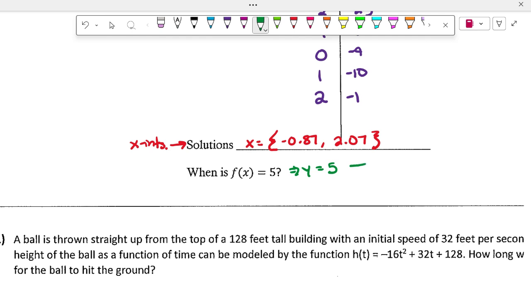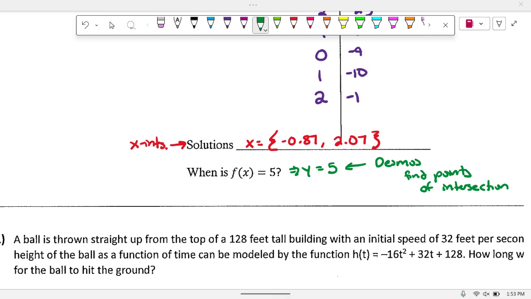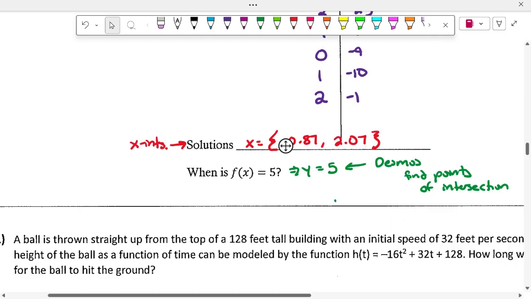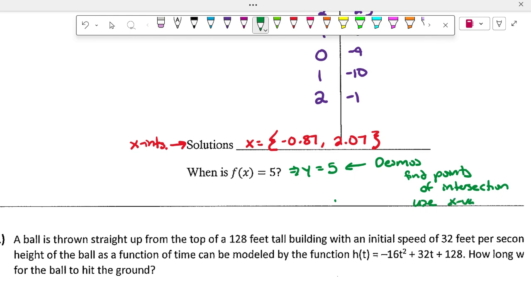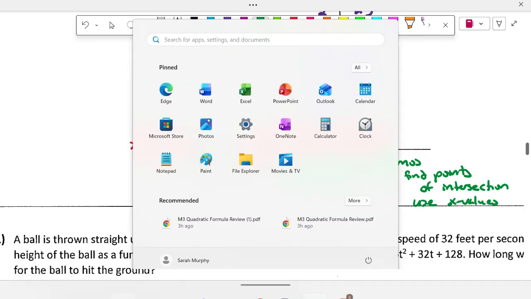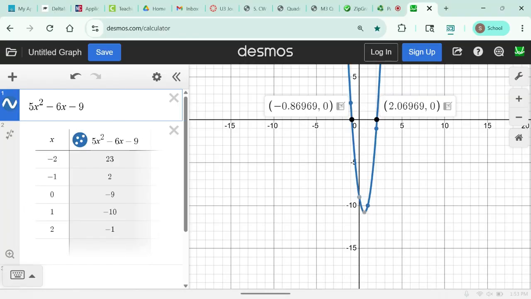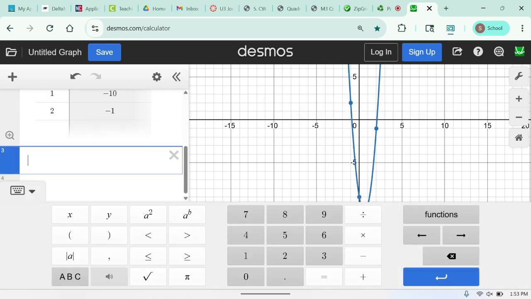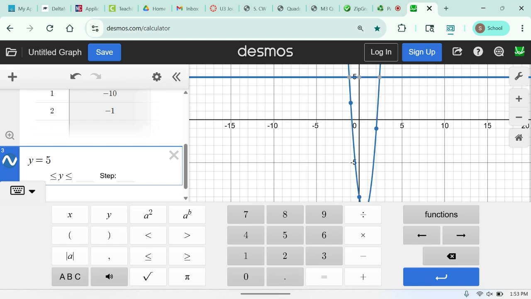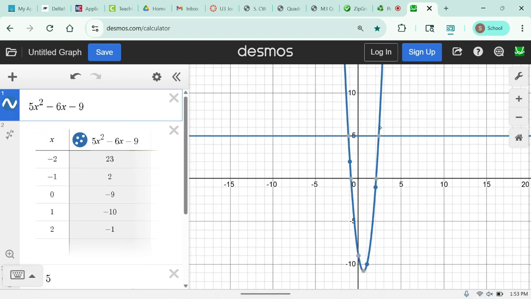Right. You're going to plug y equals 5 into Desmos, and you're going to find the points of intersection. Since they gave us the y value, what are we looking for? The x's. So we're going to use the x values. I'm going to type in a separate bubble, y equals 5. It's all the way up here. And I'm going to look for my 2 points of intersection, which they do mark. There may be more than one point of intersection. Make sure you get all of them.